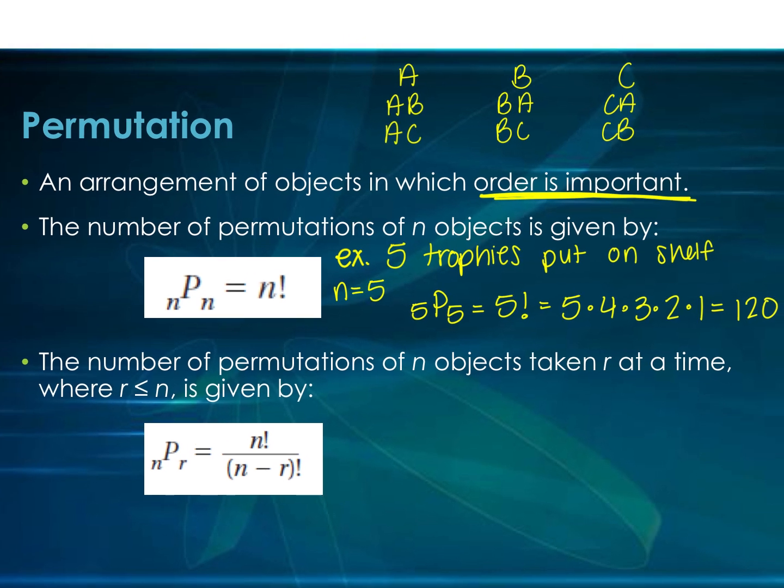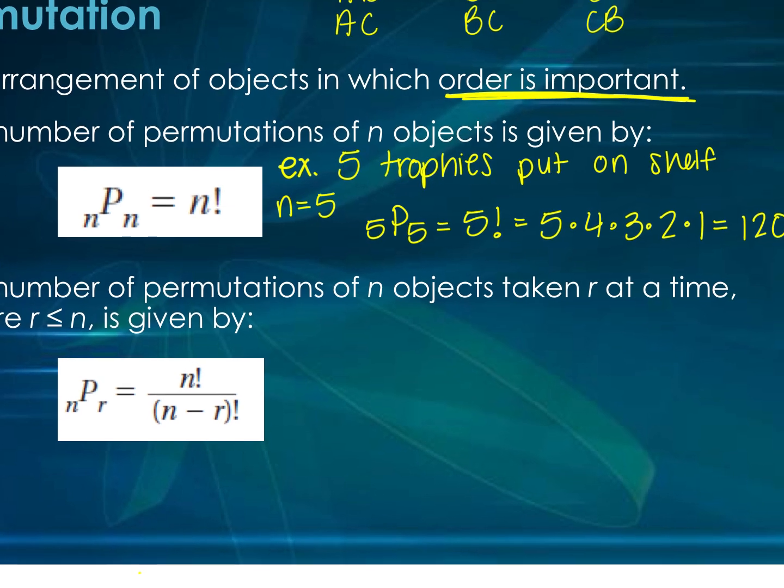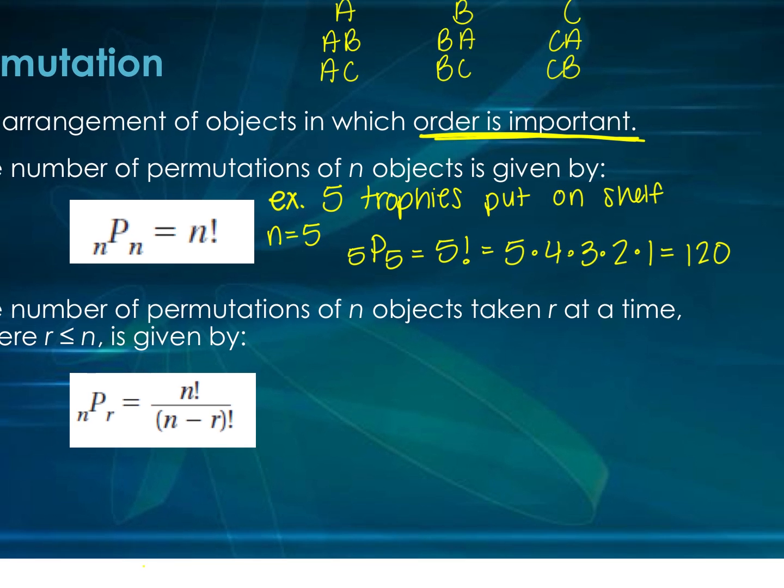Looking at the next one, this one says the number of permutations of n objects taken r at a time, where r is less than or equal to n, is given by this. So now this is another formula. Now, how am I using this one? Another word problem, using the same one as the previous one, just adding some more information. I still have 5 trophies, but now I only want to put 2 on the shelf.